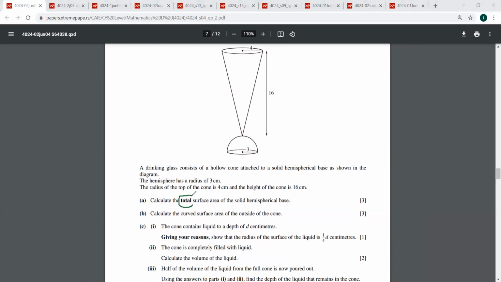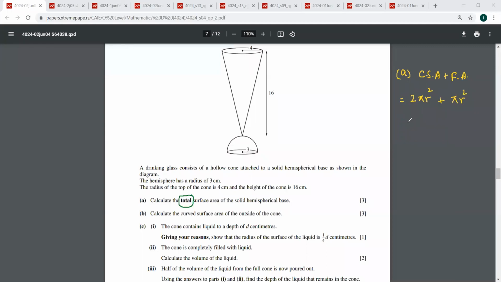So that means the total surface area would include the curved surface area plus the flat area. Okay, you have the flat base area there. The total surface area's formula is given as 4 pi r squared. So the curved surface area of a hemisphere would be 2 pi r squared, and then the flat area is going to be pi r squared.